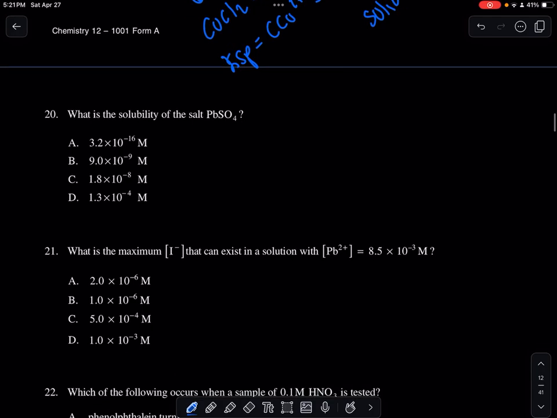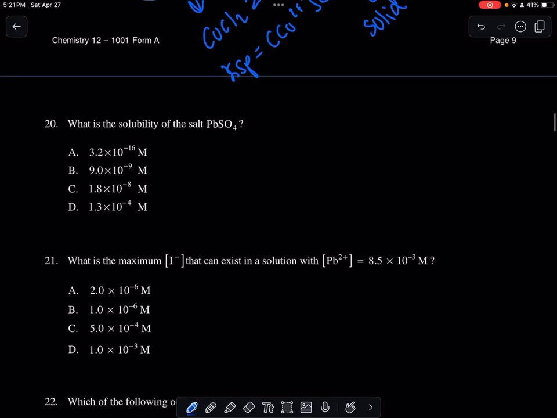What is the solubility of the salt lead sulfate? So I'm going to show you how to do this one, but I won't plug in the numbers so that you guys can practice. So for some of these questions, I will get you guys to just have a go at them, as that's really good practice for your exams. So lead sulfate, let's see. So Pb 2 plus, SO4 2 minus. Okay, PbSO4. So I'll remove that for a second.